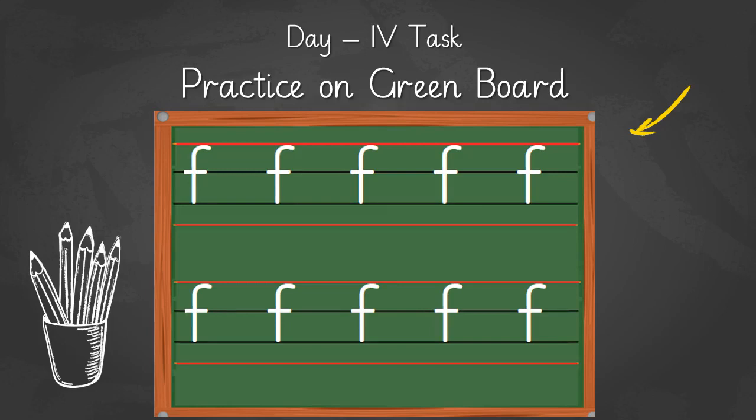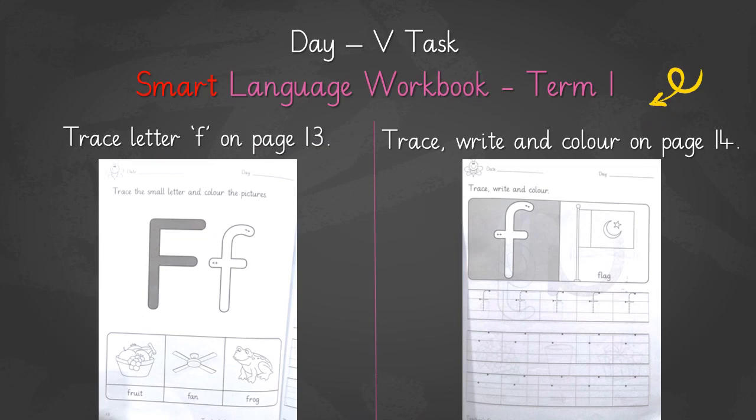Practice writing F on the green board as many times as you can. Start from the first line, go round, come down, touch the third line, then lift off your pencil and make a cut on the second line. This task should be done in your Smart Language workbook.